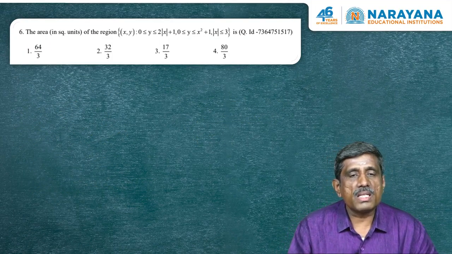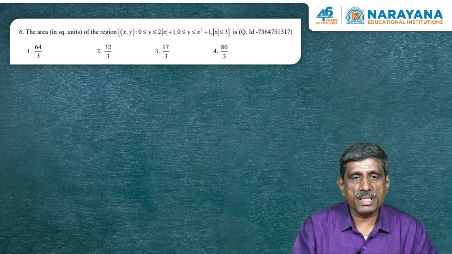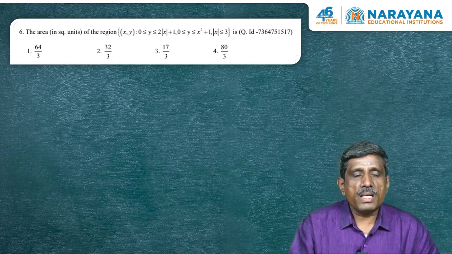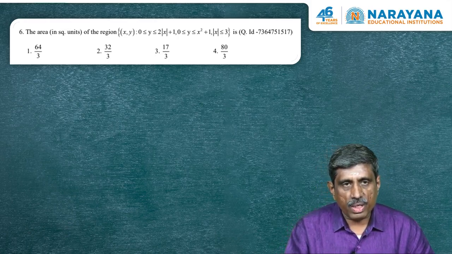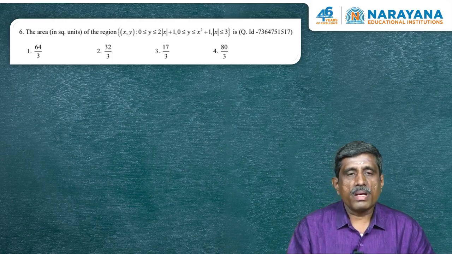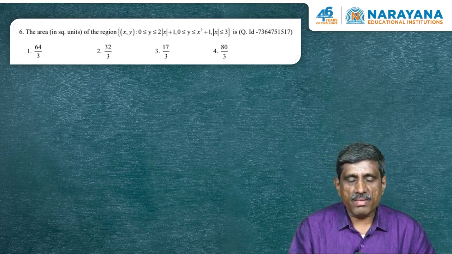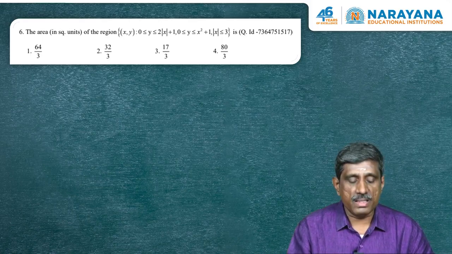Let us move on to the sixth question, which is under areas. Regularly a question from areas is being asked, which we know very well. What is the question? We are asked to find the area of the region x comma y such that 0 less than or equal to y less than or equal to 2 into modulus of x plus 1, 0 less than or equal to y less than or equal to x square plus 1, modulus of x less than or equal to 3. And you know there is a parabola and we have straight lines in between modulus of x less than or equal to 3.